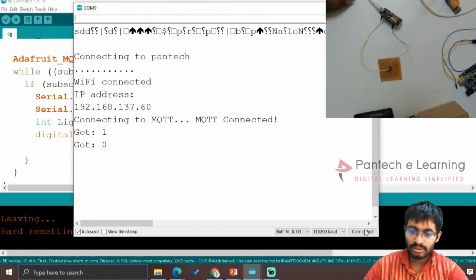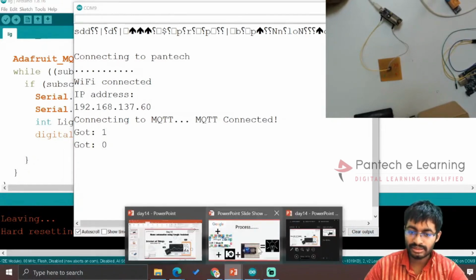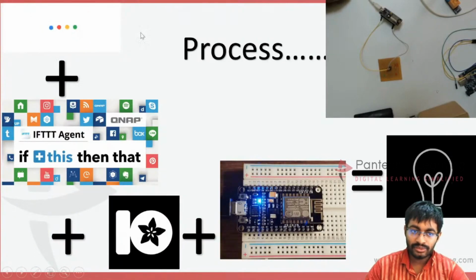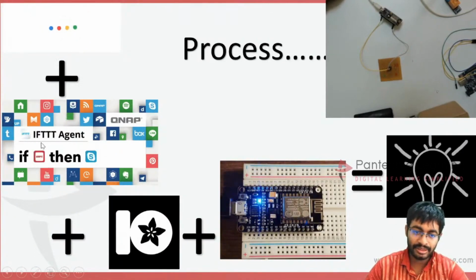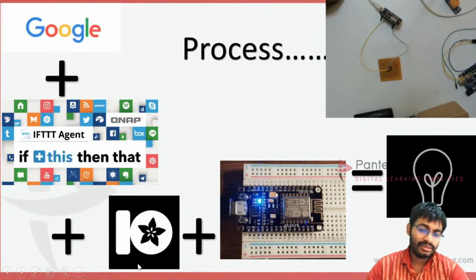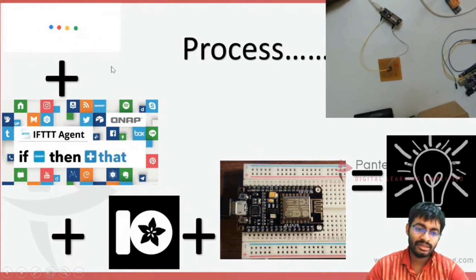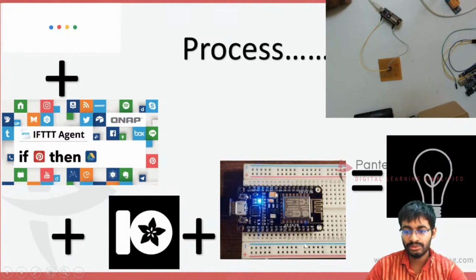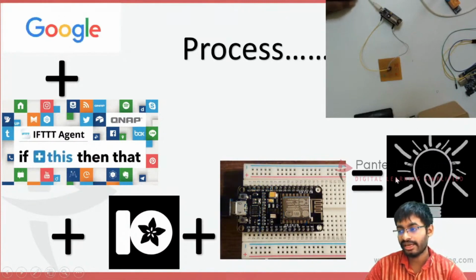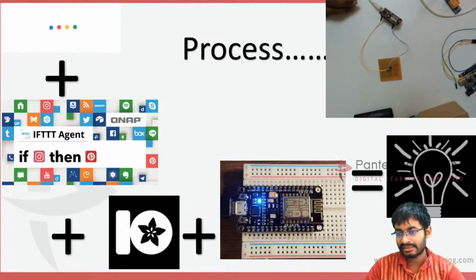Today whatever we have seen is only this particular process. We have to enable Google Assistant with IFTTT along with Adafruit. So based on these three combined, we have to control the NodeMCU. Through the NodeMCU, we have to control the light. So that is our complete task, and I hope we have completed that.